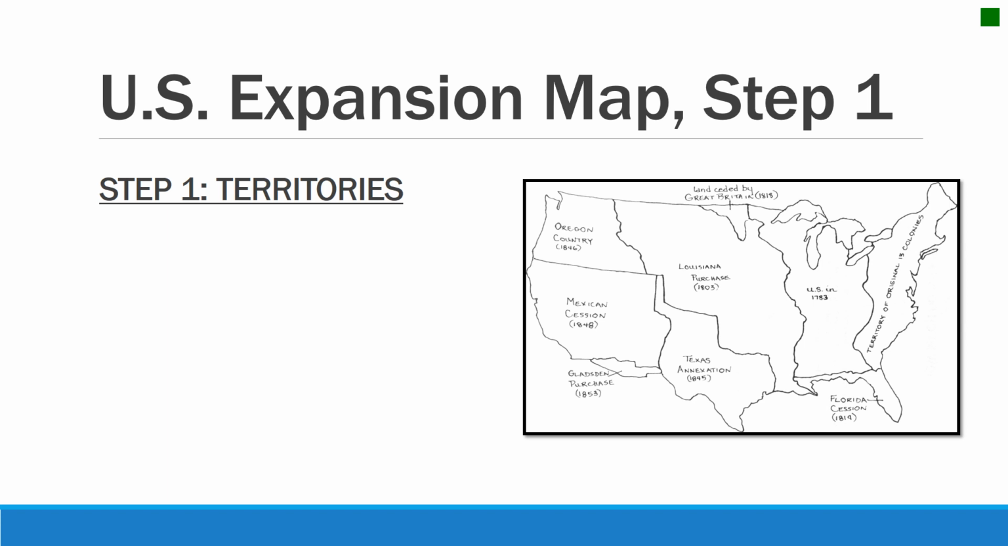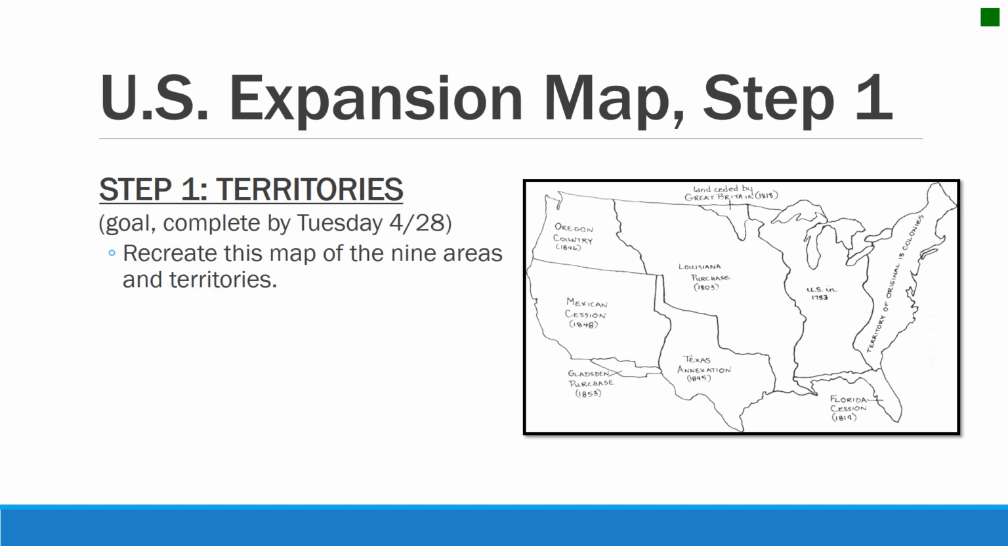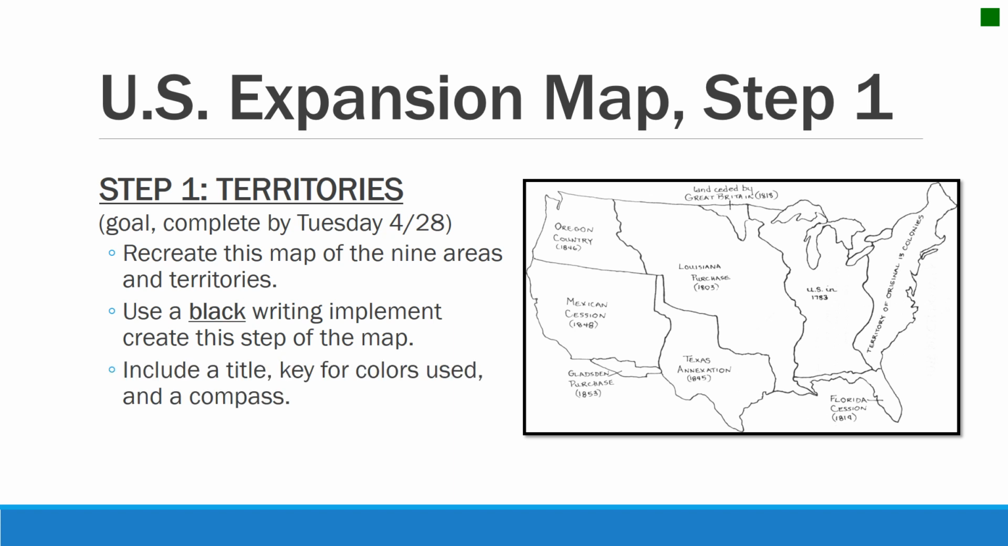So on Tuesday, you'll be starting step 1 of your map. What you're going to do is create a map of the territories of the United States at that time. Recreate this map and the 9 areas and territories on it, on as big of a piece of paper or on this piece of sidewalk, whatever you can, but make it as big as you possibly can because you're going to be adding a lot to this map throughout the week. We want you to use a black implement to create this step of the map because we want to have a clear outline and show the territories neatly. Include a title, a key for the colors you use, and a compass. Do not print, trace, or project this map. We want you doing it by hand so you get a sense of the United States, and we just want to see how well you can do it.